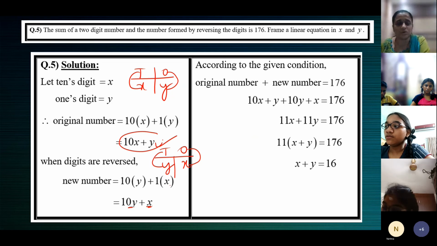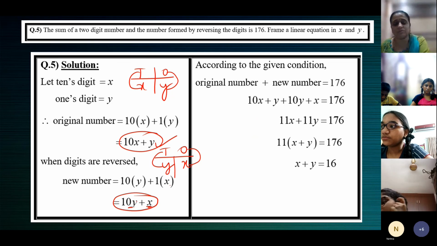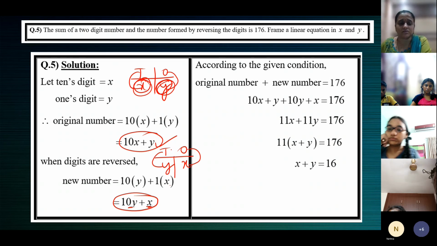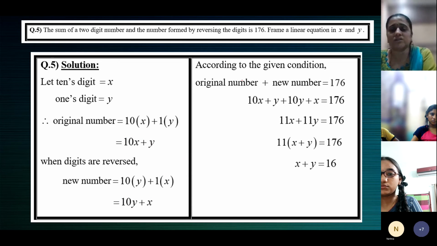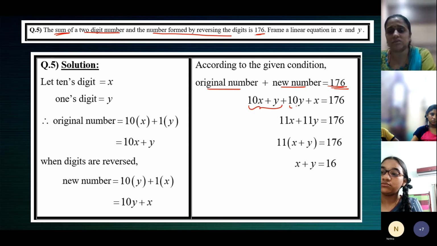So this is the expression for the original number. This is the expression for the new number. X and y are the digits. Y and x here are the digits. This is the expression for the number. Now what is given? According to the condition in the question, the original number plus the new number is 176. The sum of a two-digit number and the number formed by reversing the digits is 176. So this is the original number. This is the new number. They add up to 176.